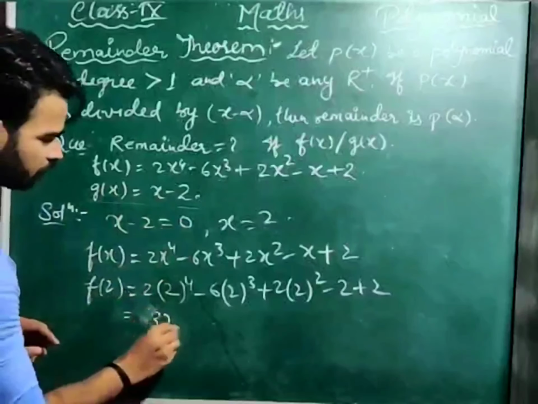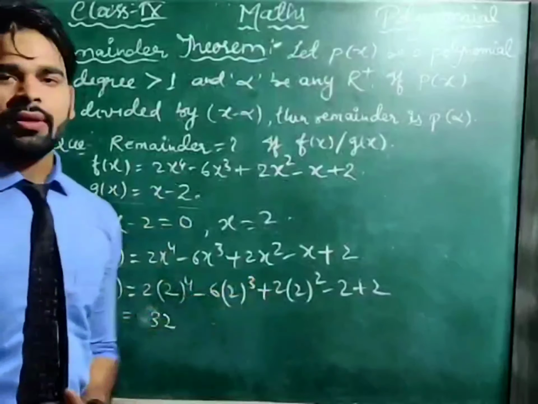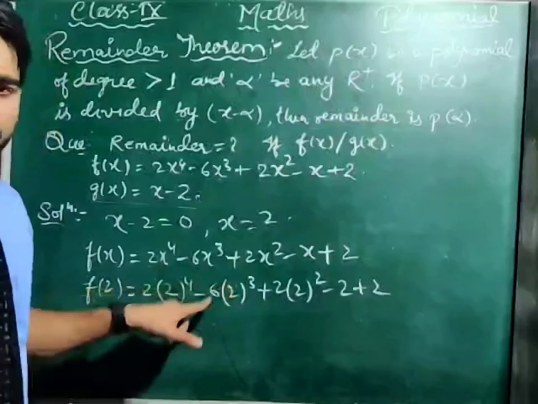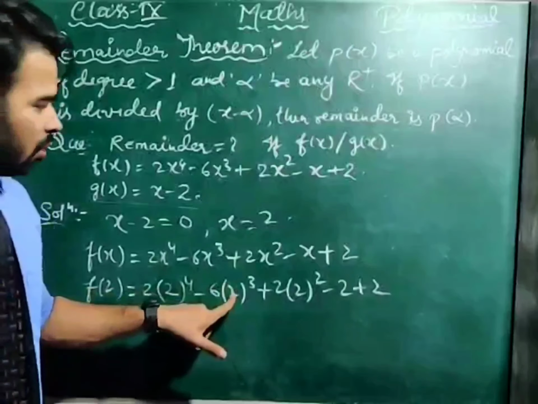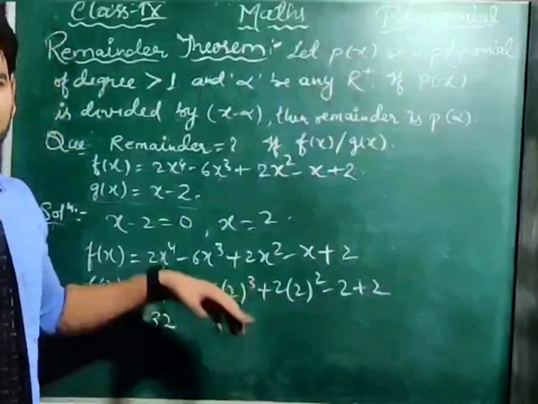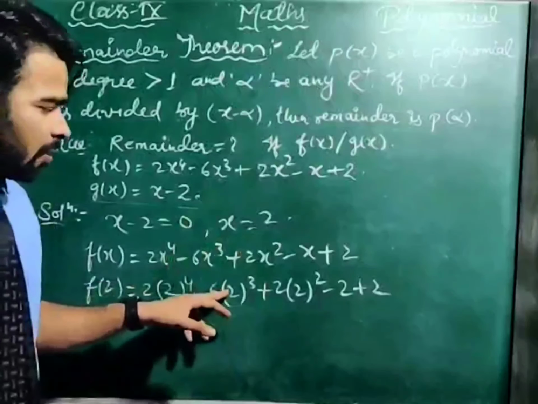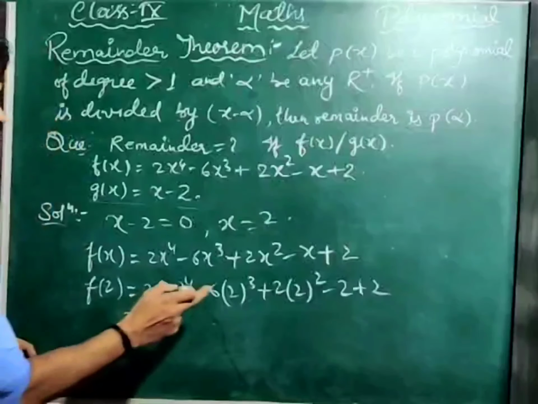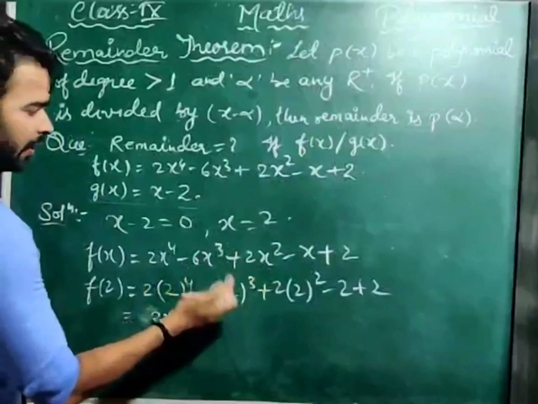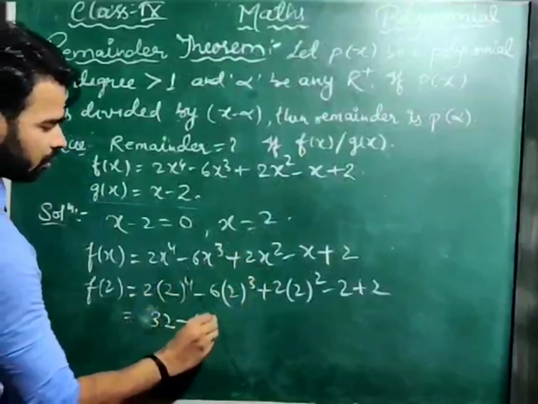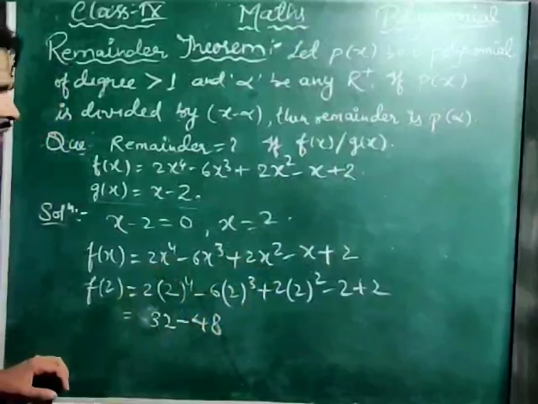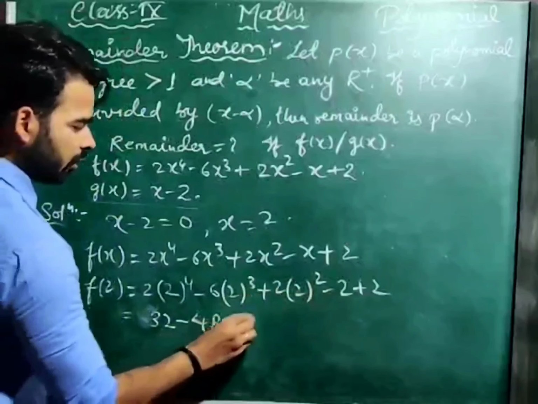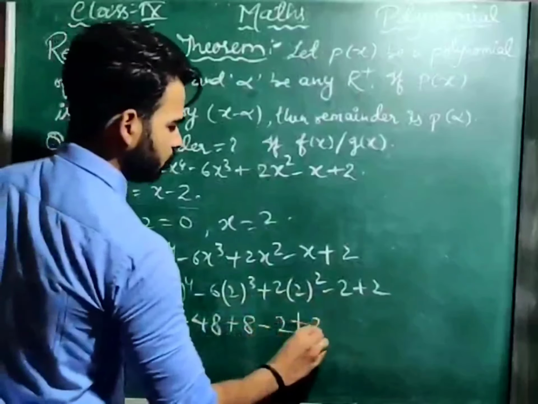So write down 32. Now here 2 to the power 3 means what? See, the minus sign is outside the bracket, so it doesn't matter that the power is even, we will get the negative value when minus is here. So 2 2s are 4, 4 2s are 8, 8 6s are 48. Now minus 6 is there, so we will get minus 48. 2 2s are 4, 4 2s are 8, and minus 2 plus 2.